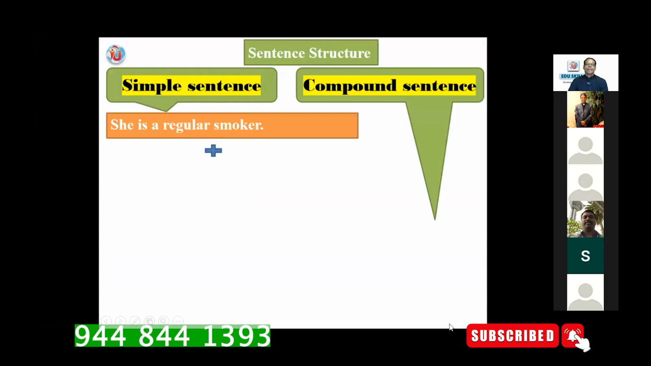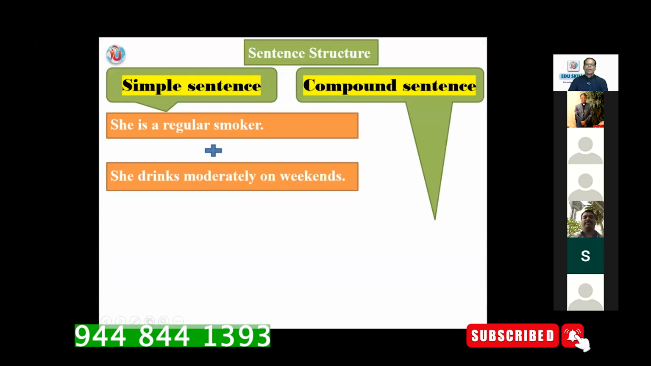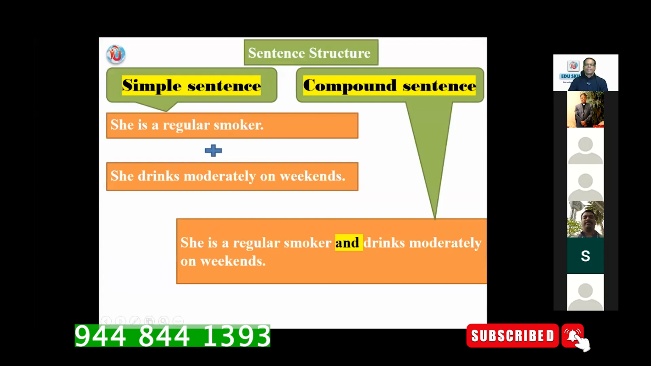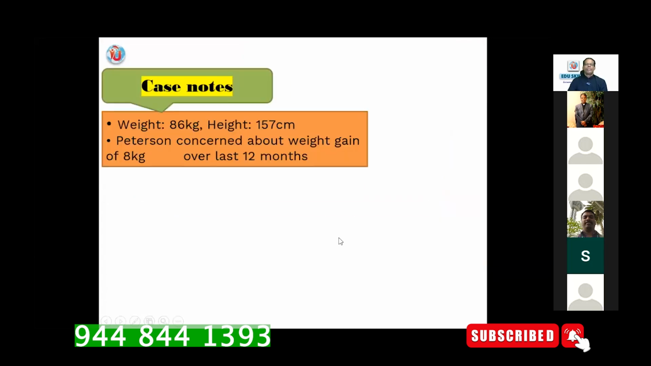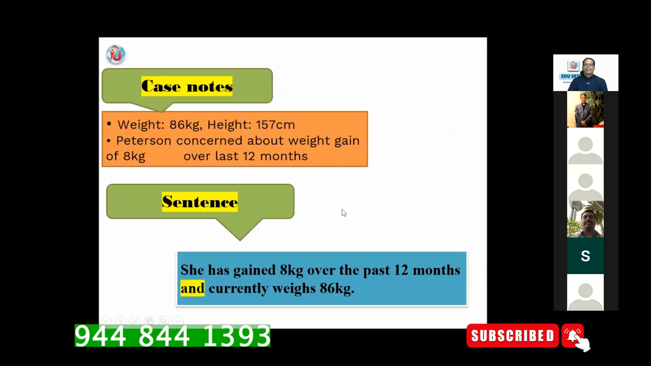She is a regular smoker. She drinks moderately on weekends. She is a regular smoker and drinks moderately on weekends. That's it. All you do is take away the subject and add the conjunction. That's a simple way. You definitely know this, but I'm just highlighting it so that you have these steps in mind.